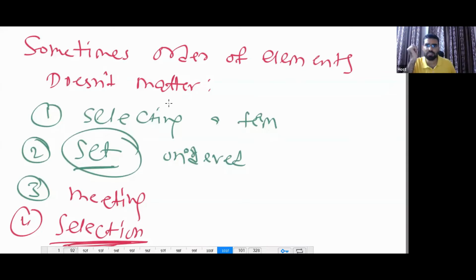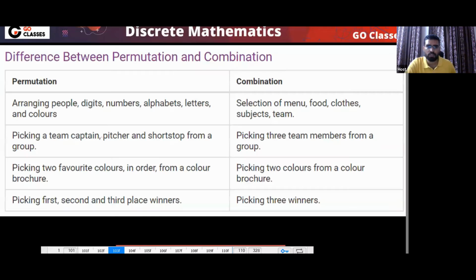Next, sometimes order does not matter. For example, a set. In a set, order does not matter. If you are selecting a team, order does not matter. If you are doing a meeting, order does not matter. If you are doing selection, order does not matter. Okay. So tell me now.